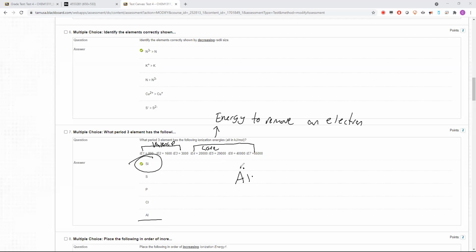Because silicon has 1, 2, 3 valence electrons. So you remove one electron, that's IE1, second electron, that's IE2, third electron, that's IE3. Then when you try to remove the fourth electron, you have a big change. So I will make sure everybody's grade is changed for test 4. So you might see your grade go up, or you might see your grade go down, because I have to change that. So be aware of that.